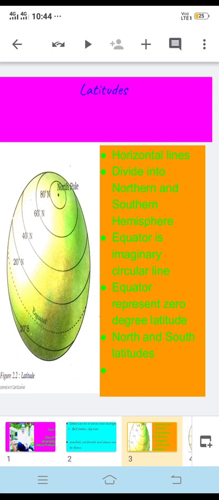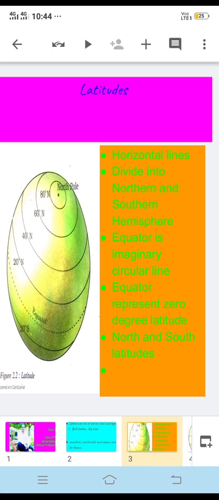So the equator represents 0 degree latitude. From the equator it is considered 0 degree latitude. Then latitude can be north and south latitude. If we are going from the equator towards the north direction, it will be called north latitude. When we are going towards the south from the equator, that is called south latitude.